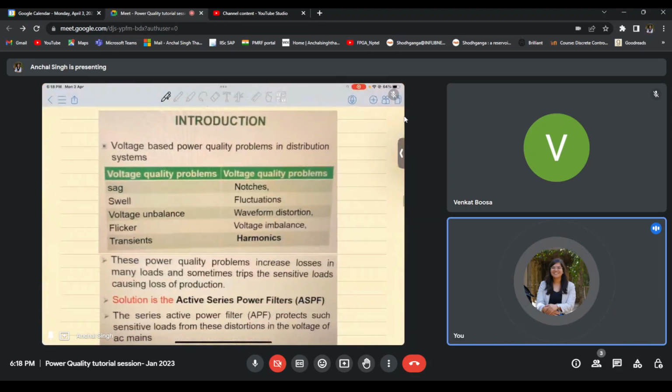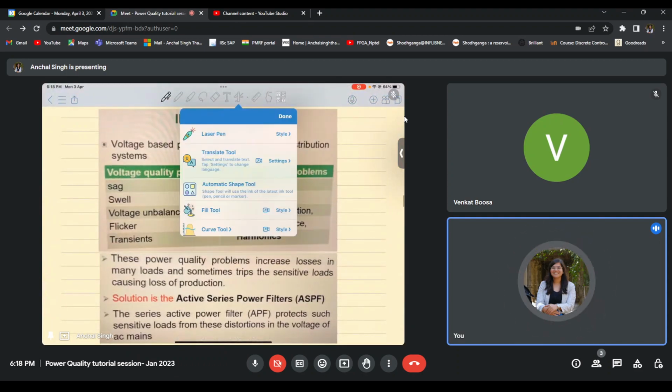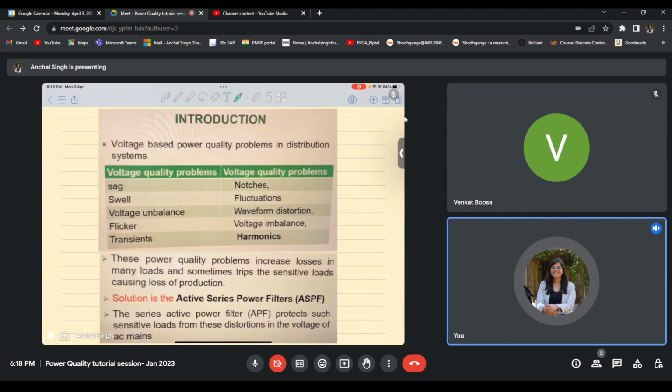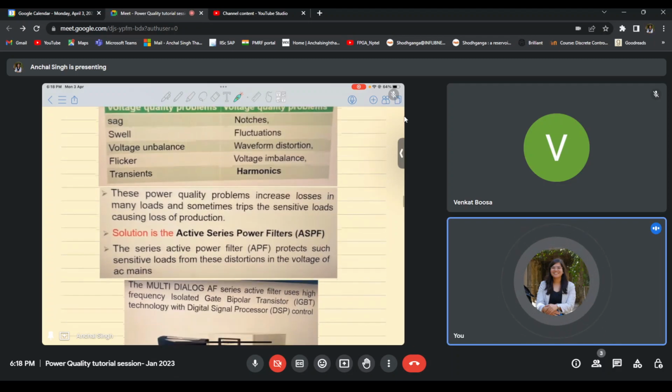As we know that it is a series filter, and whenever we have a series filter, we take care of power quality problems which are related to voltage. Voltage power quality problems are like sag, swell, voltage imbalance, flickering of voltage, transients, notches, fluctuations, distortions in the waveform, and harmonics. Harmonics is one of the major voltage power quality problems that is faced by us. So active series power filters are one solution to take care of these harmonics.